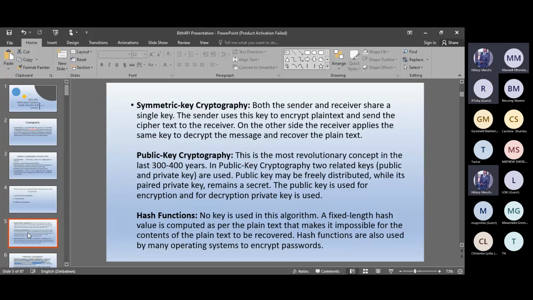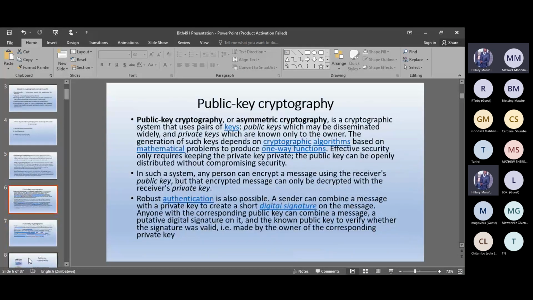Moving on. Public key cryptography, or asymmetric, is a cryptographic system that uses a pair of keys, the public key, which might be disseminated widely, and the private key, which is known only by the owner. Due to mathematical functions and whatnot, we're going to dive deep into it as we proceed.